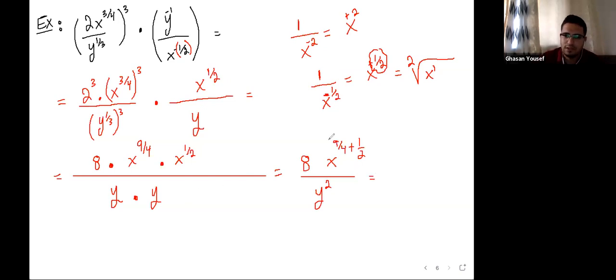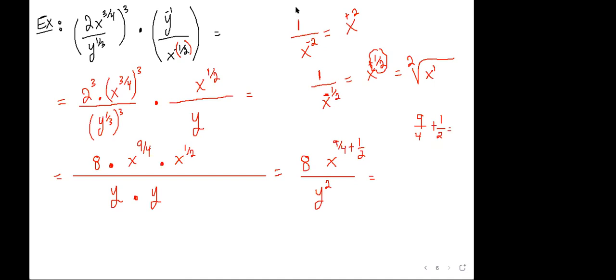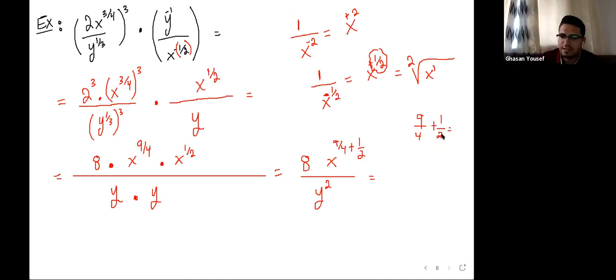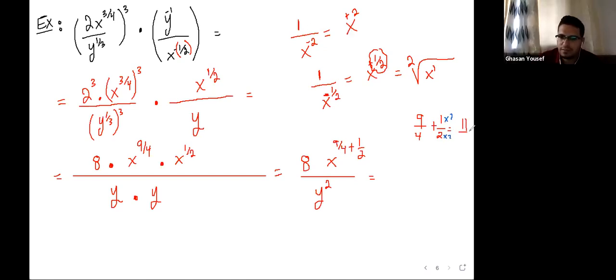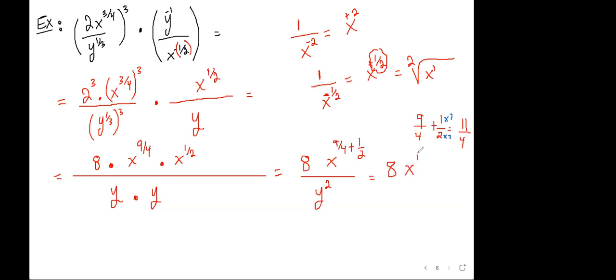Now 9 over 4 plus 1/2. What is the answer here? It's 11 over 4. You have to multiply 1/2 by 2 on both sides to make the denominators both 4. Exactly. So if I multiply here by 2, I'm multiplying this one by 2 and this by 2. So I will get 9 plus 2, 11. And here the denominators are equal, so 11 over 4. So now the answer is 8 times x to the 11 over 4 over y squared.